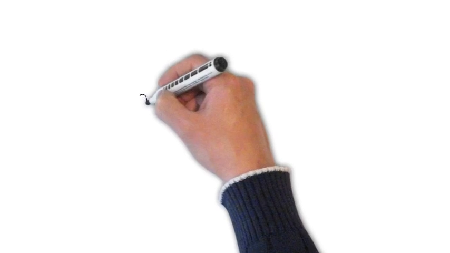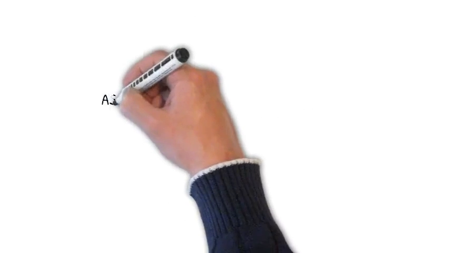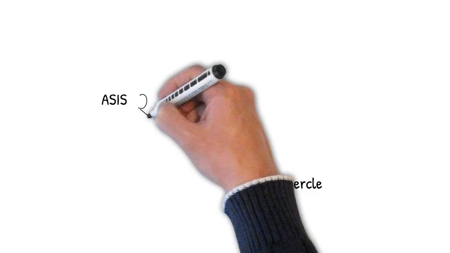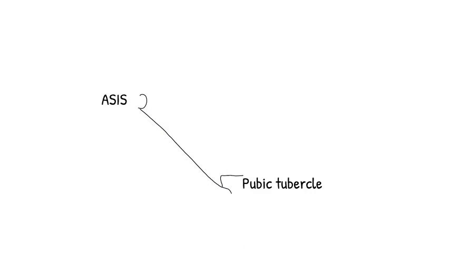If we start with the anterior superior iliac spine and the pubic tubercle with the inguinal ligament running between the two. And we'll come on to talk about exactly what the inguinal ligament is in a minute.